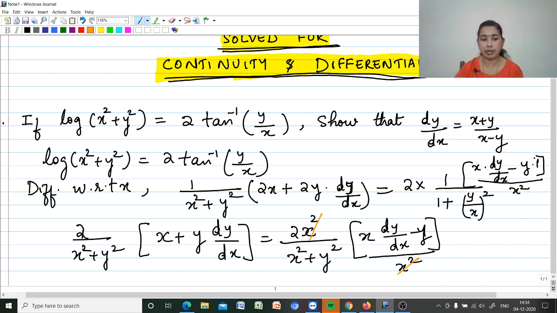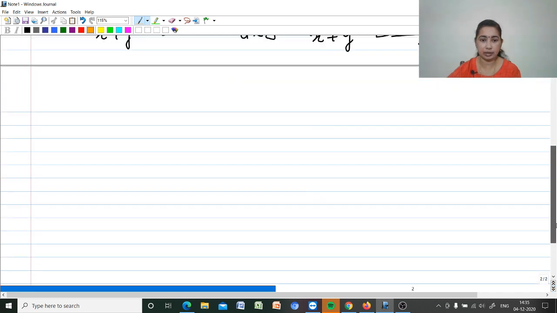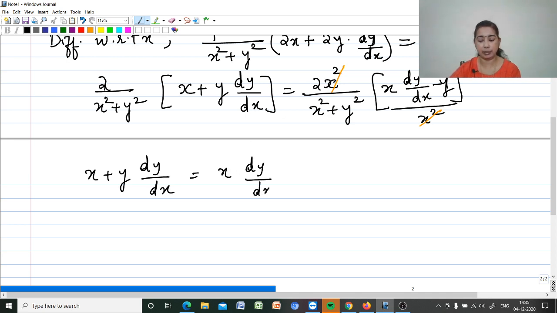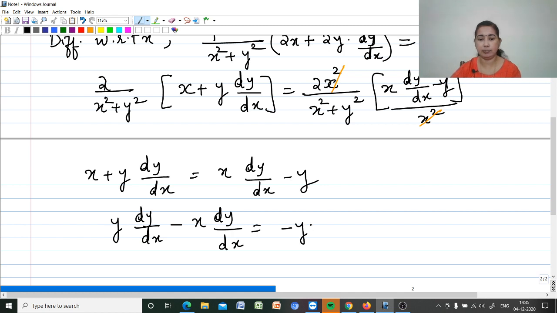And also from the left side and right side, 2 by x square plus y square is common in both, that can be cancelled. So, remaining what we are getting, x plus y into dy by dx is equal to x into dy by dx minus y. Now, all the dy by dx terms we can bring it to one side. So, y into dy by dx minus x into dy by dx equal to minus y minus x.